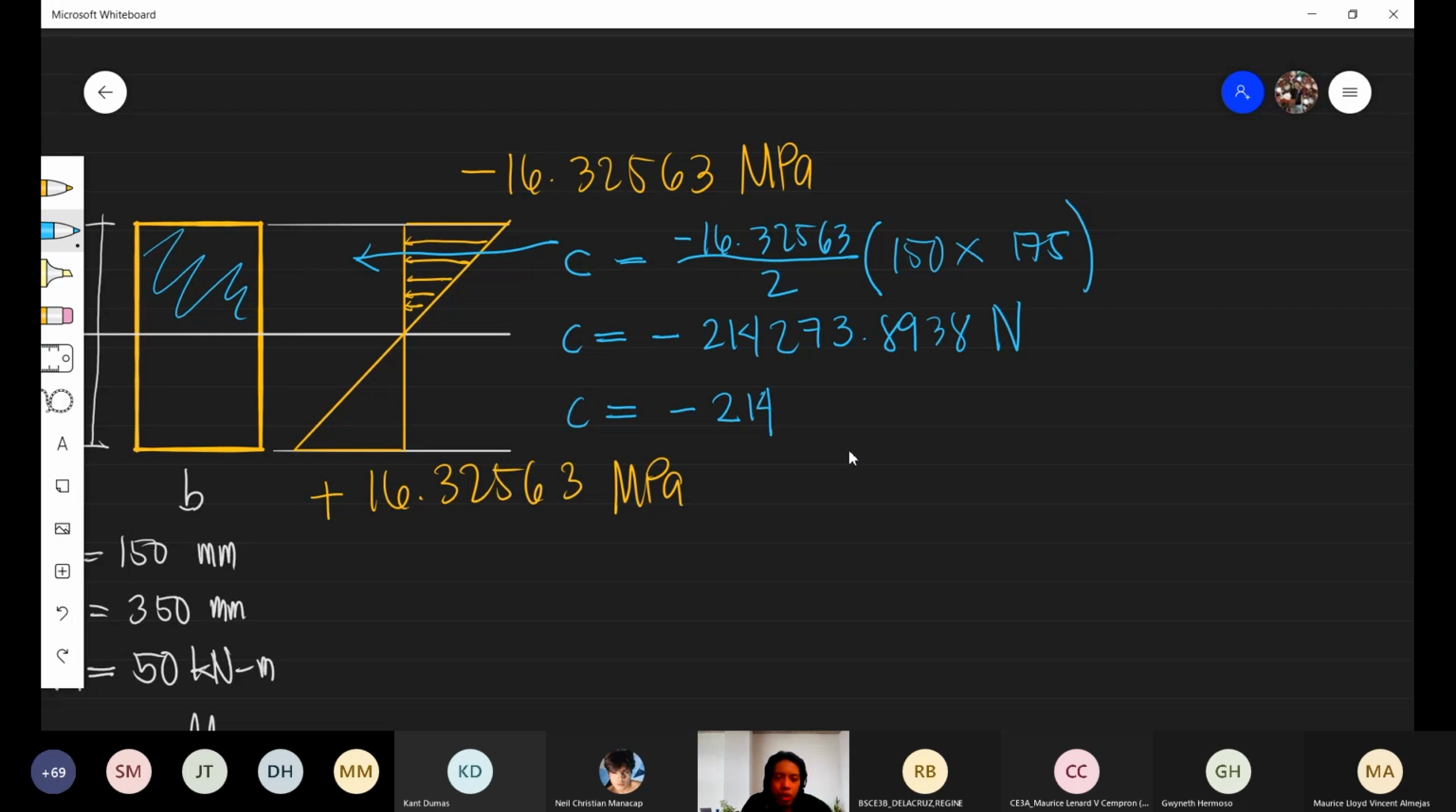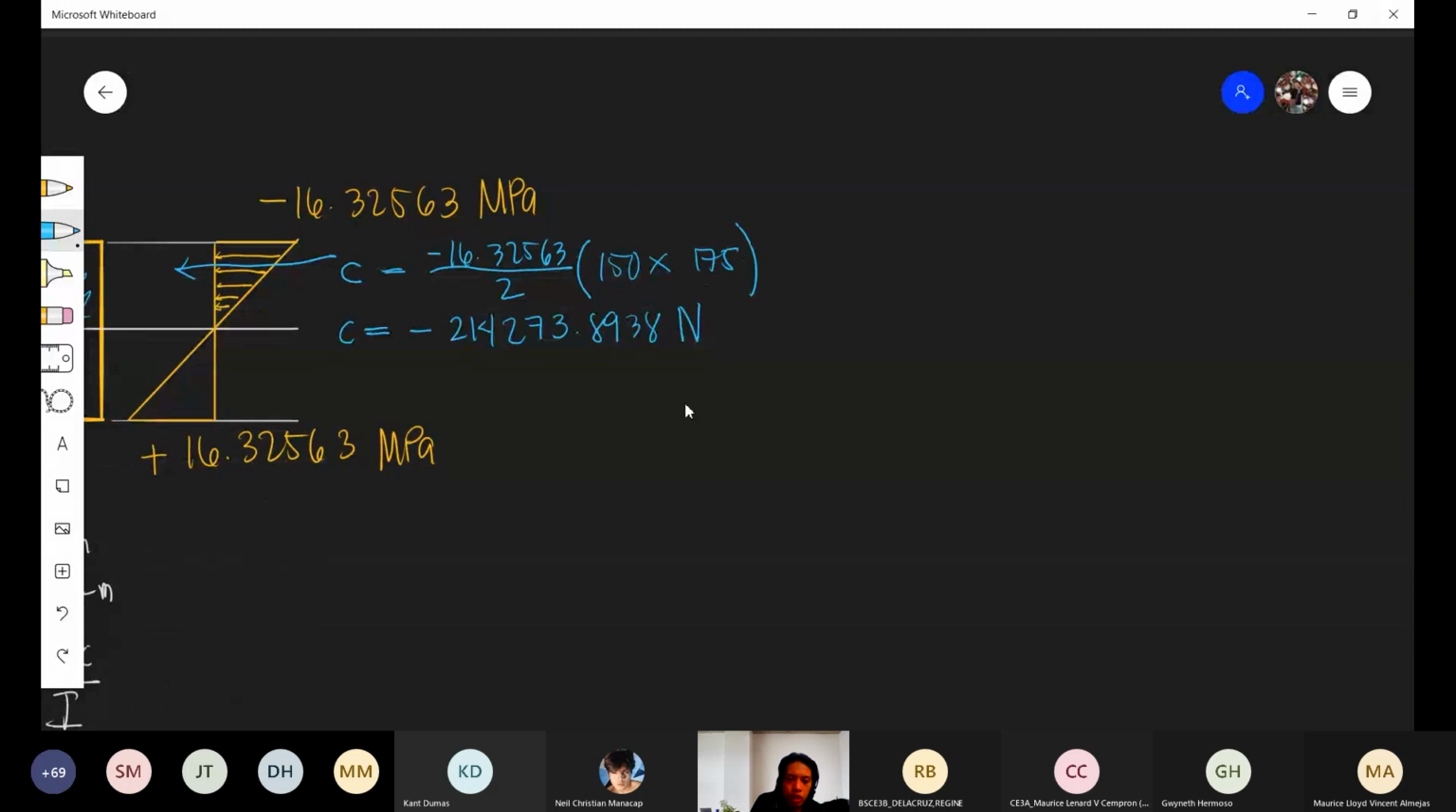Okay, as is na lang natin, pa kay later, wait lang. Makikita niyo. Okay, so as is lang natin as Newton. So this is 214,273.8938 Newton. Okay. And another way to solve for the value of C, i-drawing ko nga ang 3D kangina, no?